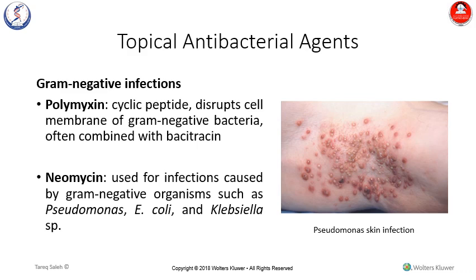Polymyxin is often combined with bacitracin, as I mentioned before, as a double antibiotic that has a wide spectrum coverage against both gram-positive and gram-negative bacteria.